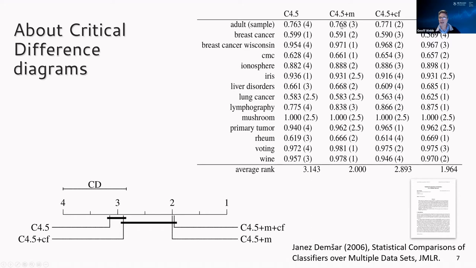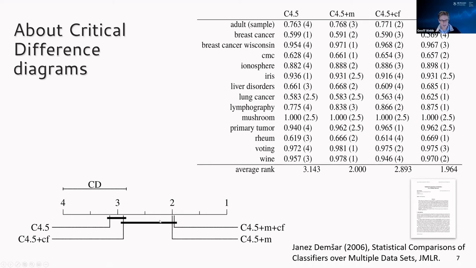What we do then is we rank those accuracies. So the highest accuracy on the adult task is C4.5 plus M plus CF, 0.798, higher than the others, so it gets rank one, and so on down to C4.5, which has the lowest rank. On the next one, C4.5 has the best rank, and so forth. Then we can take the average of all those ranks. So we see C4.5 over this dozen or so tasks has an average rank of 3.1 something. C4.5 plus M has an average rank of 2, plus CF has 2.89, and plus M plus CF has 1.96.